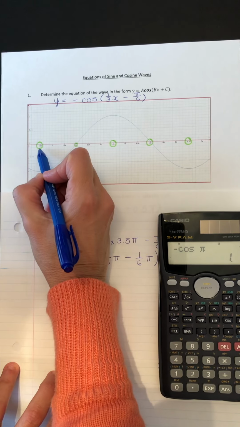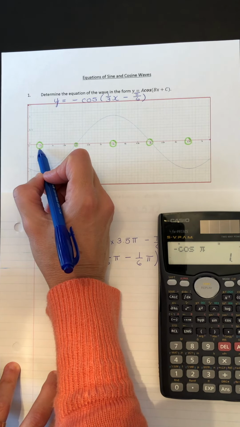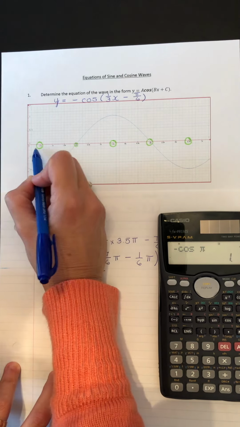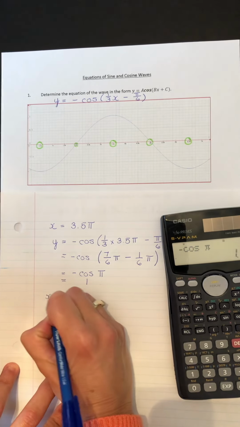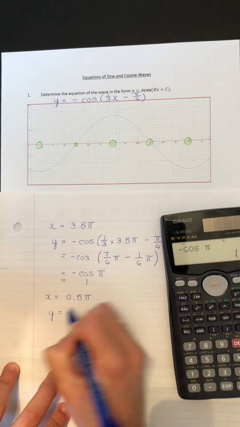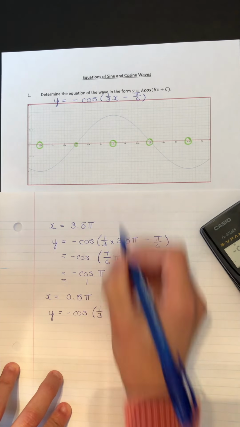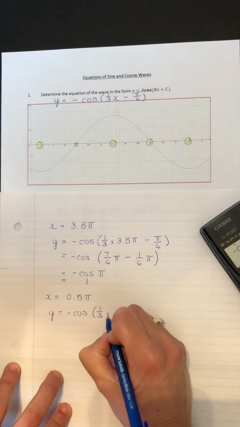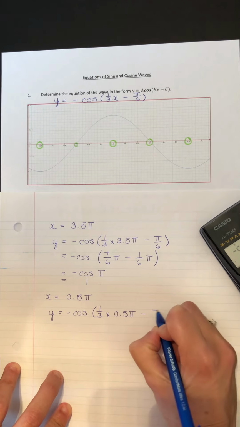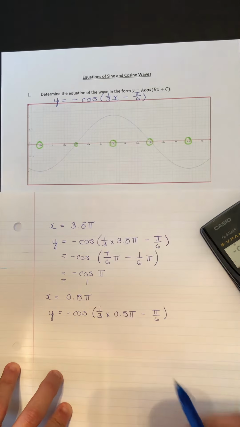Why don't I do this one here? So this actually says 0.5 pi. Yes, so let's try that one as well. So when x is 1/2 pi, then substituting that into the equation will look like this. So it's 1/3 times x, so 1/3 times half a pi minus pi over 6, right? So we just substitute 0.5 pi there.